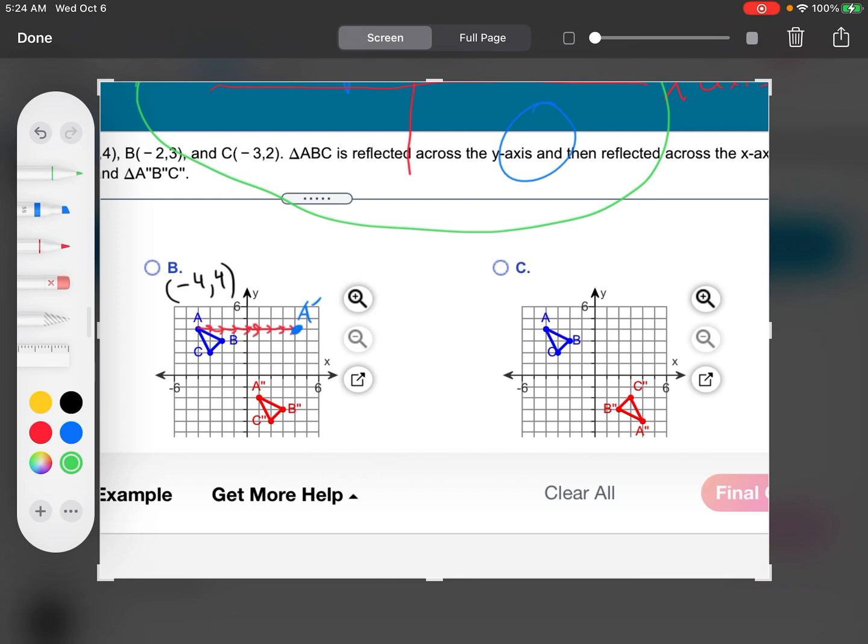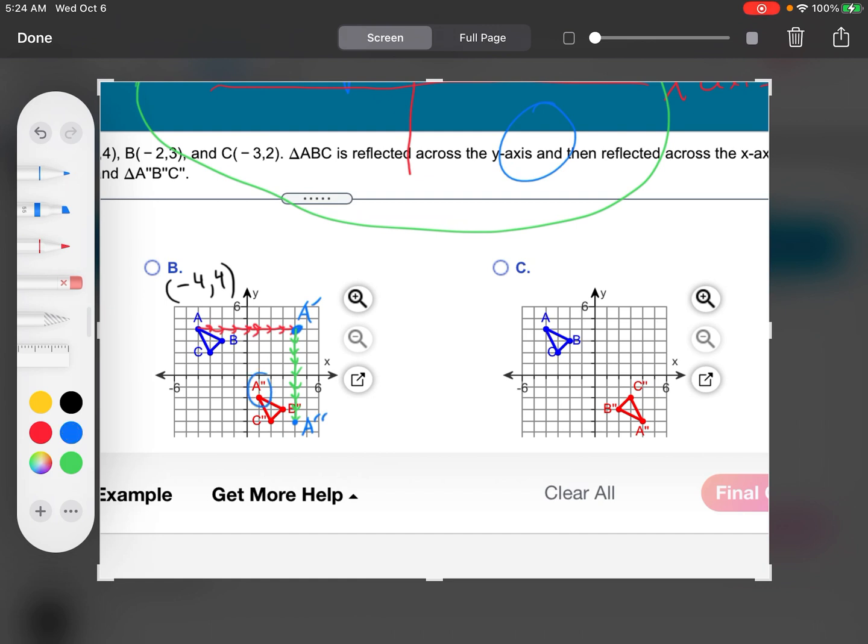So at this point, we've landed over here at A prime, and now we're going to reflect across the x-axis. So we're going to count how far A prime is from the x-axis. That's 4 units. And to reflect it over, we got to count the same distance over. So 1, 2, 3, 4. So this is where A double prime lands. Notice that it's not where this one landed.